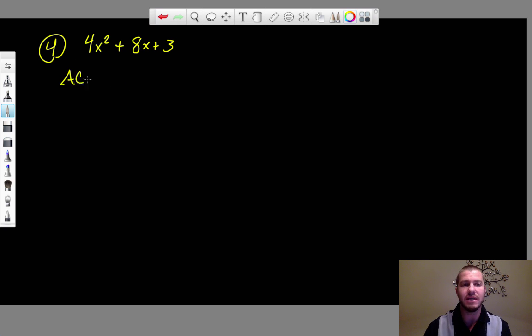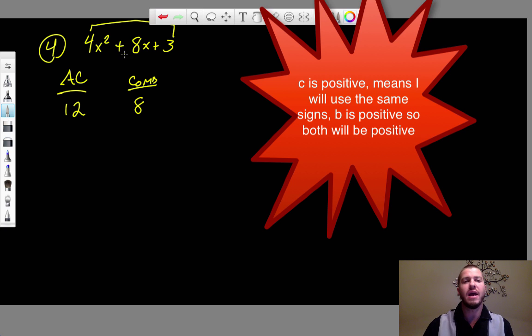So when I'm using the AC method, I multiply A times C, which is 4 times 3. That's going to be 12. And they need to combine to be 8. Now, pay attention to your signs. It's a positive 12, which means the signs are going to be the same, because the only way to multiply to get a positive is 2 positives or 2 negatives. And which sign they both will be comes from that B term. So in this case, they're both going to be positive.